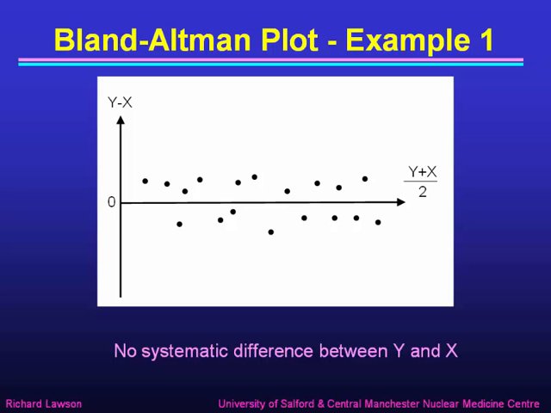Here's an example of a Bland-Altman plot which has the points scattered randomly above and below 0. So there is no systematic difference between y and x. The difference y minus x is sometimes positive and sometimes negative, equally so, and it doesn't change with the horizontal scale. So this is a perfect result for the Bland-Altman plot, showing there is no systematic difference.